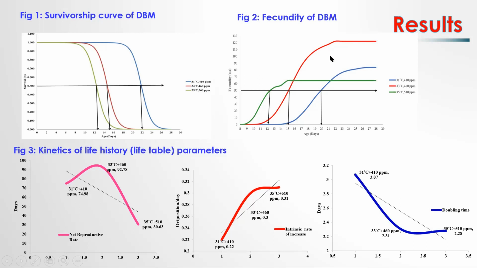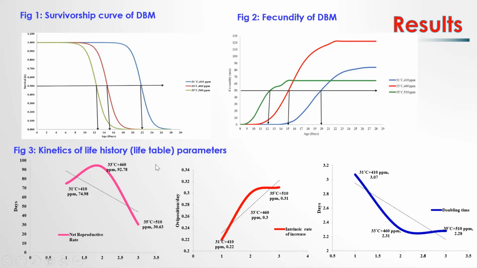When we see the fecundity, that is the number of offsprings produced by an adult female, we could see that the fecundity rate is maximum at elevated temperature of 33 degrees Celsius and 460 ppm. An individual female produced about 120 eggs in their lifetime at elevated temperature and carbon dioxide condition.